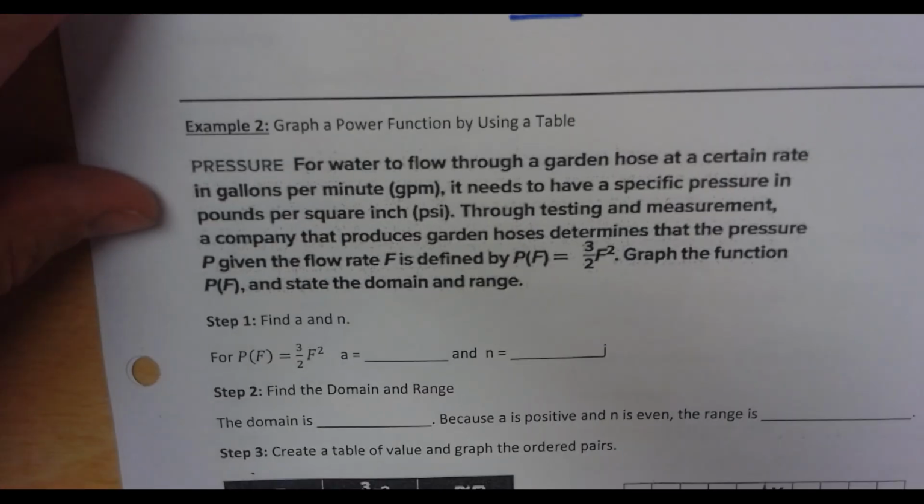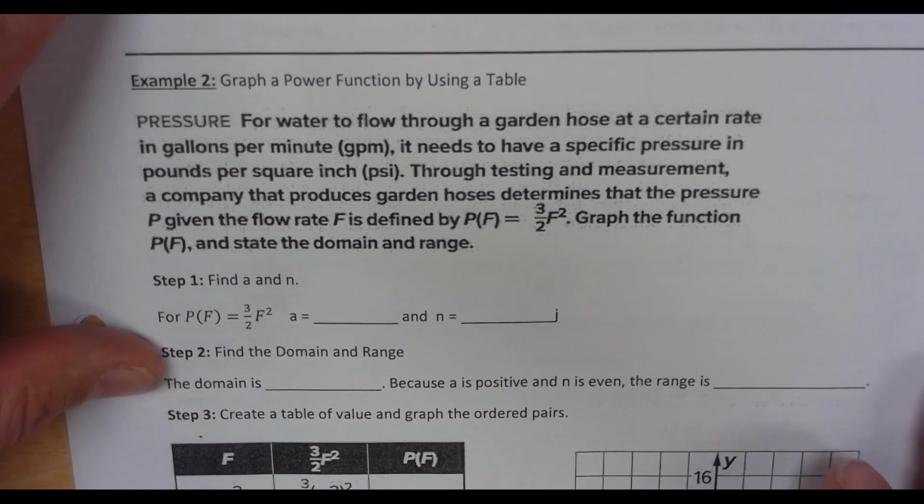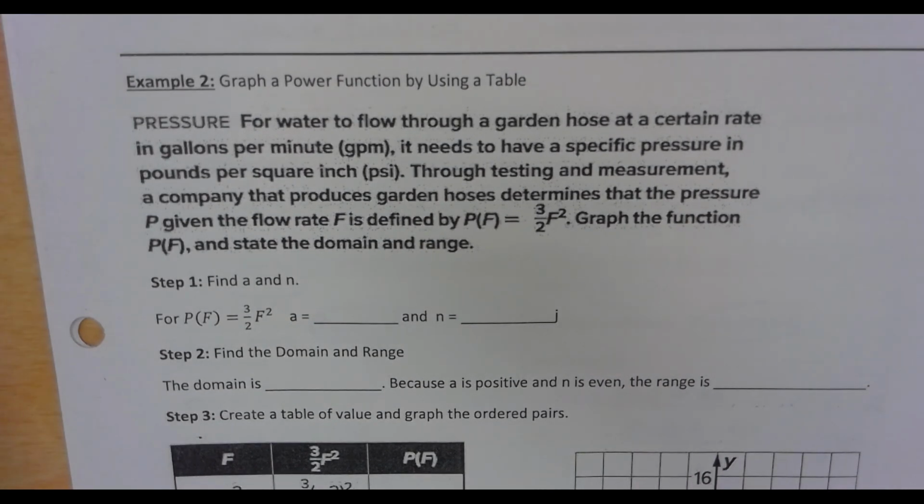All right, example 2. For water to flow through a garden hose at a certain rate in gallons per minute, it needs to have a specific pressure in pounds per square inch. Through testing and measurement, a company that produces garden hoses determines that the pressure P given the flow rate F is defined by P of F equals 3/2 times F squared. Graph the function P of F and state the domain and range.